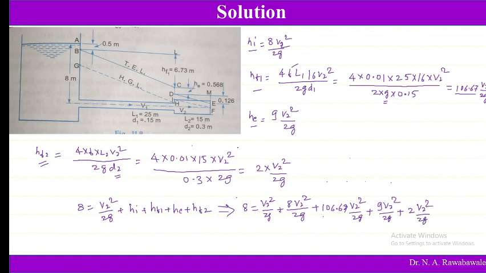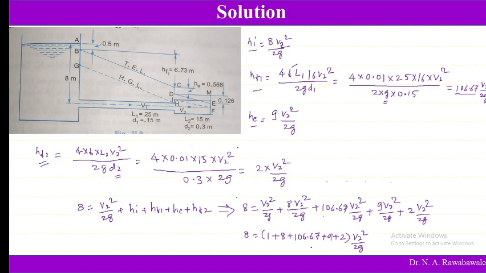So V2 square divided by 2G is taken common. 8 is equal to, so if we take V2 square divided by 2G common, here it will be 1. Here 8 is going to remain, plus 106.67, plus 9, plus 2, into V2 square divided by 2G.